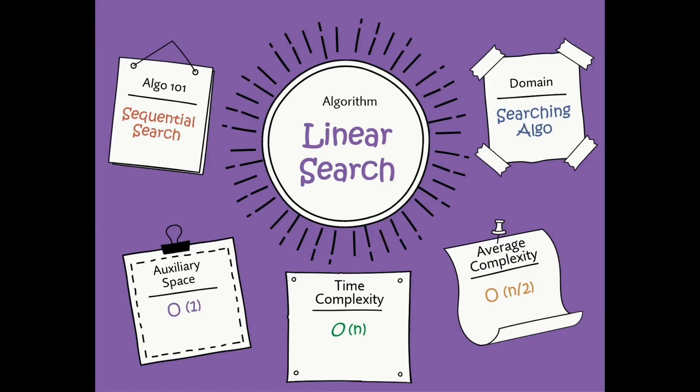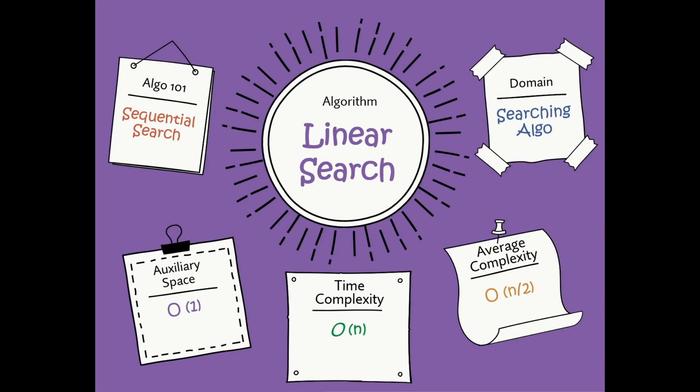In this video, we will understand linear search algorithm. Linear search is the simplest searching algorithm. As the name suggests, linear, it looks for the element in sequential or linear manner. It is important to know when to apply linear search algorithm.